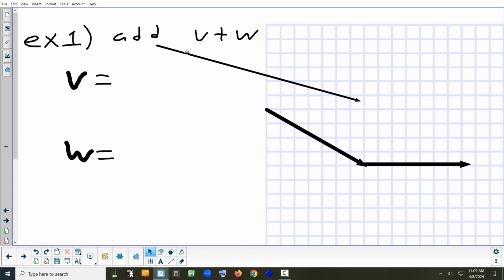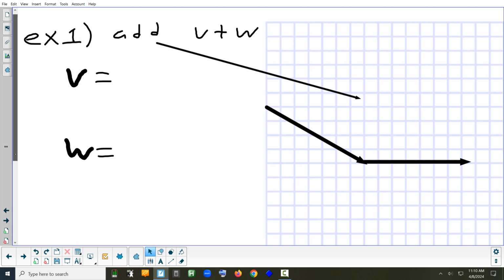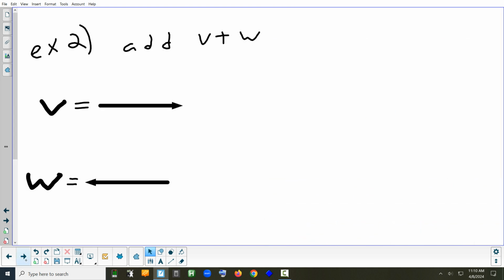Okay, so for now they are looking for a visual. That's what they want. Any questions on that? Okay. All right, before we add these, is there any thought what's going to happen when you combine those vectors together? Yeah? They just cancel. Right.